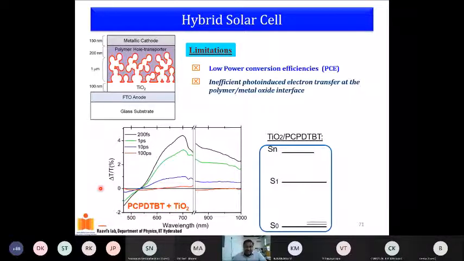What happens is, these are the pump probe measurements at different time scales, 200 femtoseconds to 100 picoseconds. What is observed is the photoinduced bleach, which corresponds to the absorption of the material. Nothing great about it. Next is the photoinduced absorption, which is the excitation from the ground state S1 to Sn, which is also expected. But what is important is the stimulated emission.